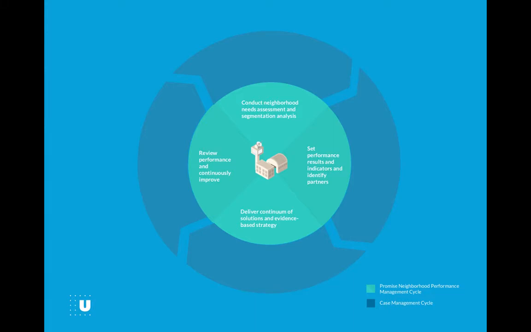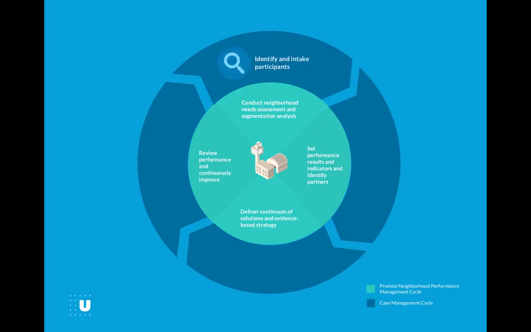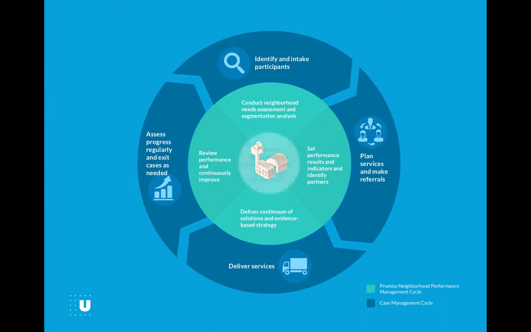Case management data and the case management cycle that produces these data is a complementary process. In a similar way, the case management cycle identifies participants with particular strengths and challenges, plans services and referrals for participants, delivers on those services, then regularly assesses how participants have made progress and what other support or opportunities they may desire. Both of these cycles are driven by the underlying assumptions that the initiative's theory of change and results framework specify about how the community will achieve the results to which they are committed.